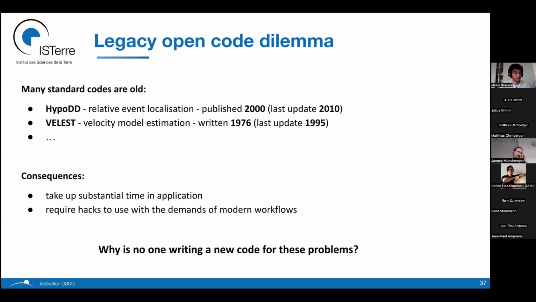And there's one thing that relates to this, which I would call the legacy open code dilemma. Many standard codes we have are old. Going back to the example of earthquake catalogs, one standard code we use is HypoDD for relative relocation. That was published in 2000, and the last update I could find online is from 2010. Velest, which is for 1D velocity model estimation, was written in 1976, and the last update, version 3.1, is about as old as myself. So these are very old codes.